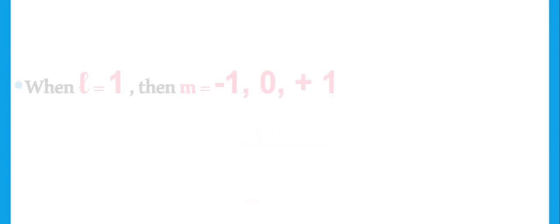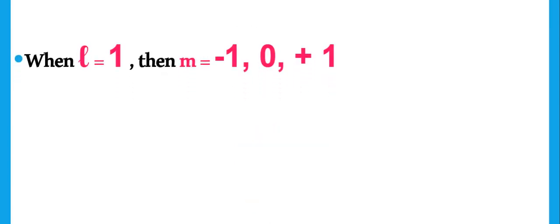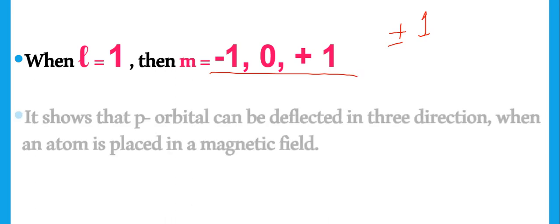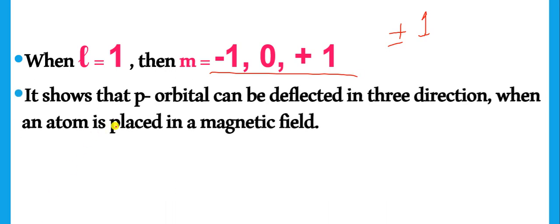And the second condition is when L is equal to 1, then what is the magnetic quantum number? The magnetic quantum number is plus minus L. It means all the values starting from plus 1 to minus 1, that are three values: minus 1, 0, plus 1. It shows that the p orbital can be deflected in three directions when an atom is placed in a magnetic field.